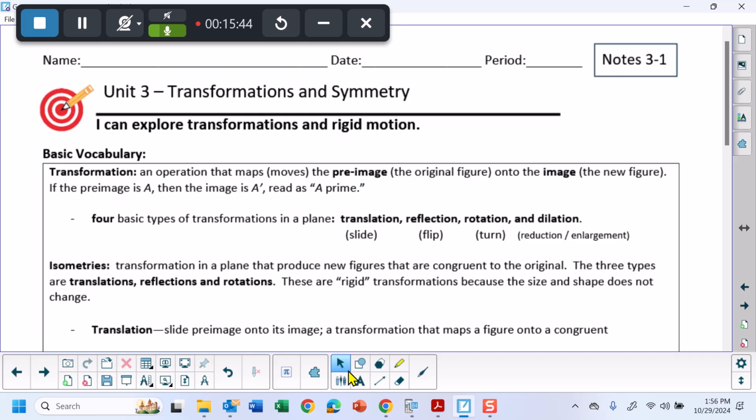A transformation is an operation that maps or moves a pre-image, the original figure, onto the image, the new figure. If the pre-image is A, then the image is A prime, read as A primed. 4 basic types of transformations in a plane are translations, rotations, reflections, and dilations. Translations are slides, reflections are flips, rotations are turns, and dilations are reductions and enlargement.